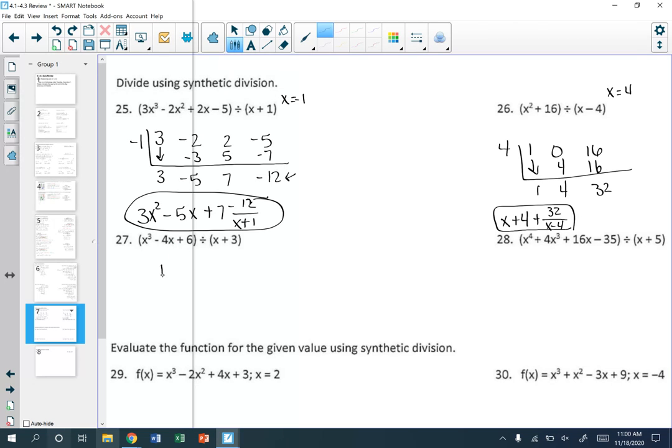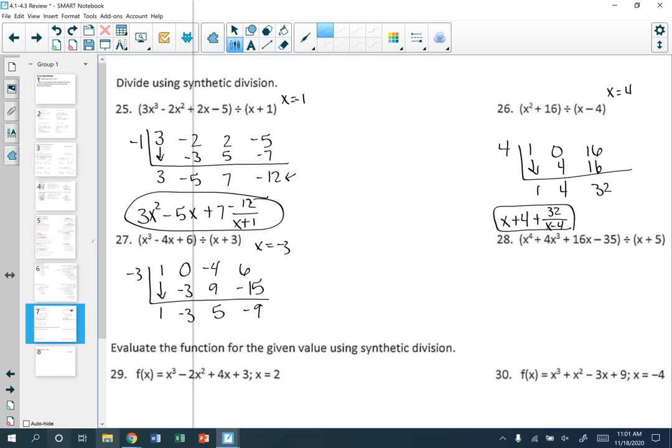So we have 1x cubed, missing our x squared term, so we need a 0, minus 4x and 6 is our last one. Then we have x equals negative 3. Our 1 goes, that turns into a negative 3. Negative 3 times negative 3 is positive 9. Then we add those to get 5. This is negative 15. And so we have a remainder of negative 9.